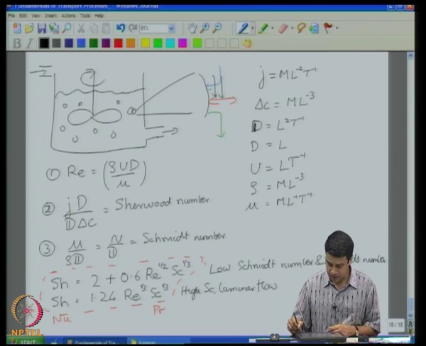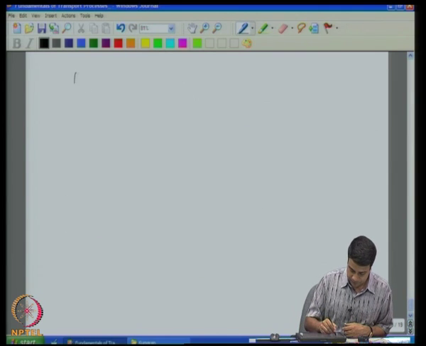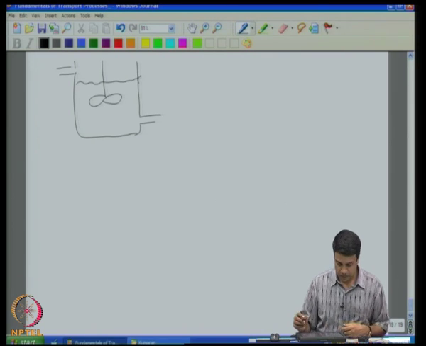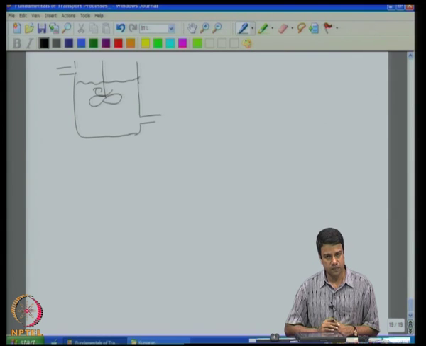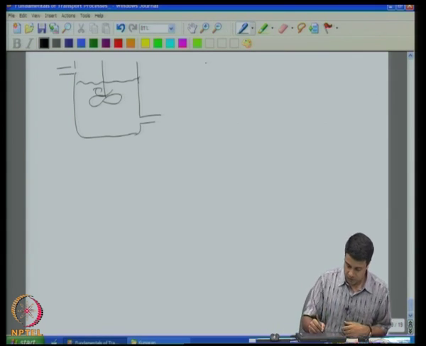So, let us look at the power requirement for the impeller. I have an impeller that is rotating in a fluid, and I want to estimate what is the power required for this impeller. So, what is the power?